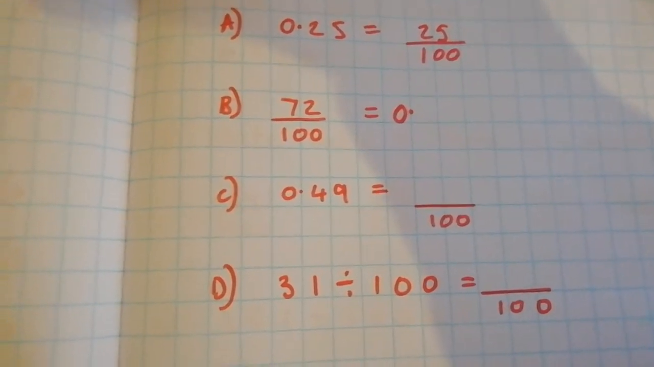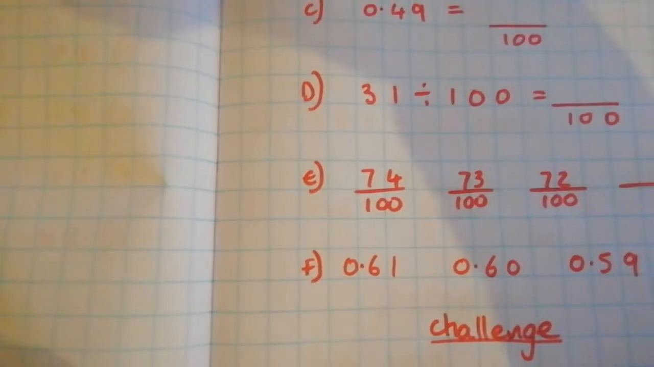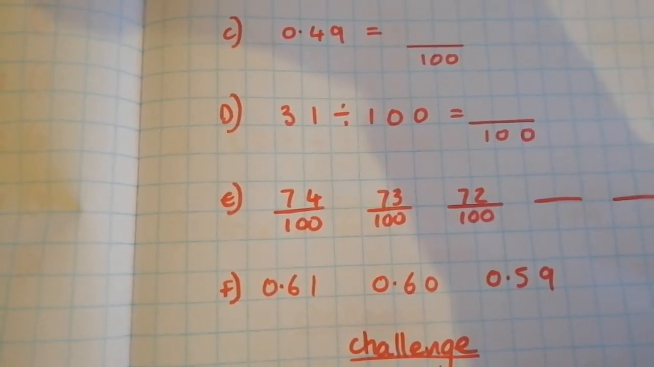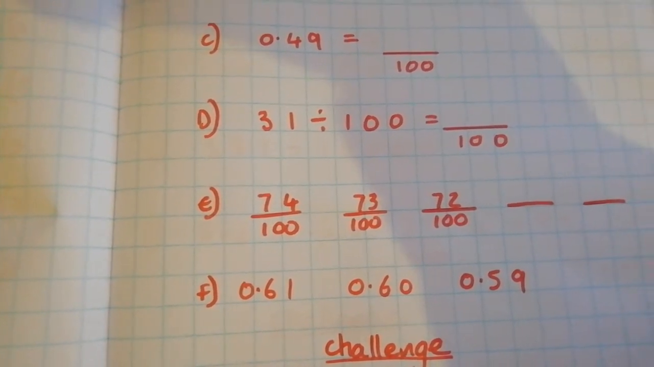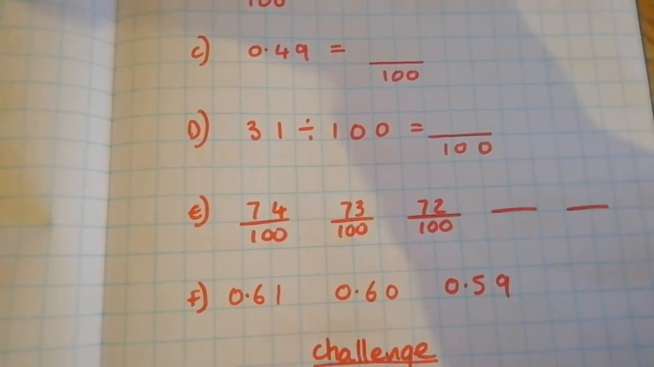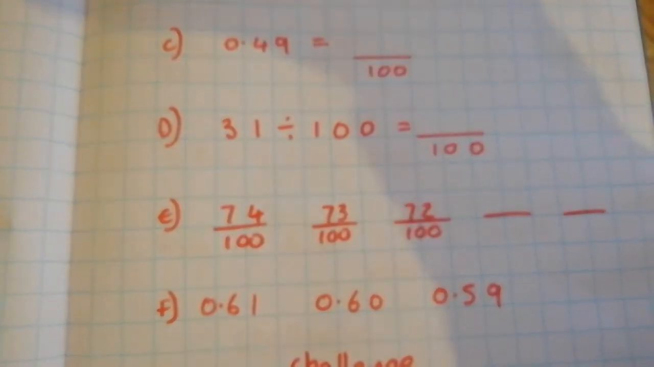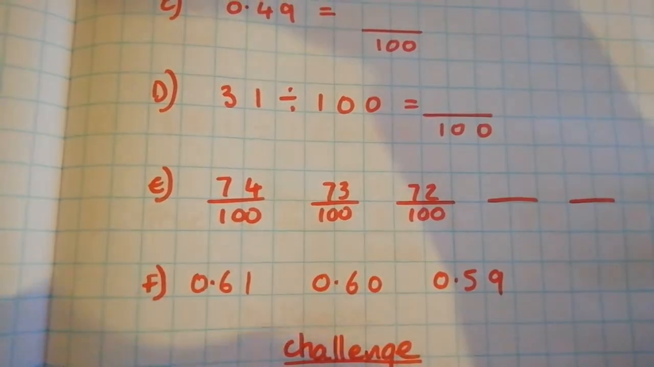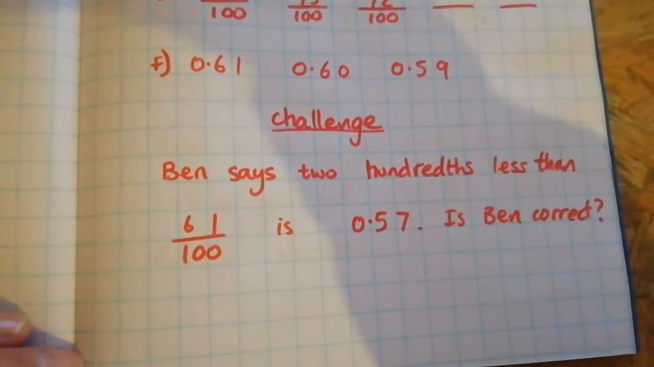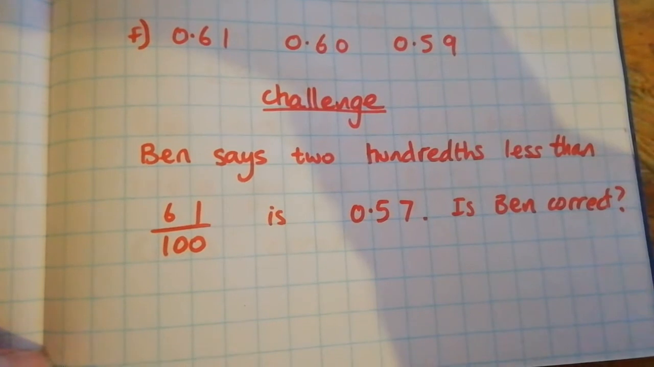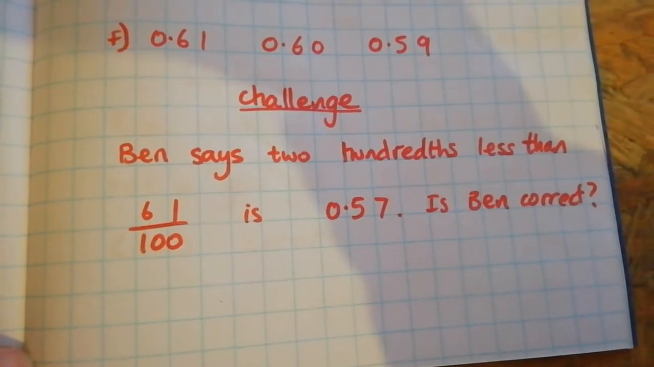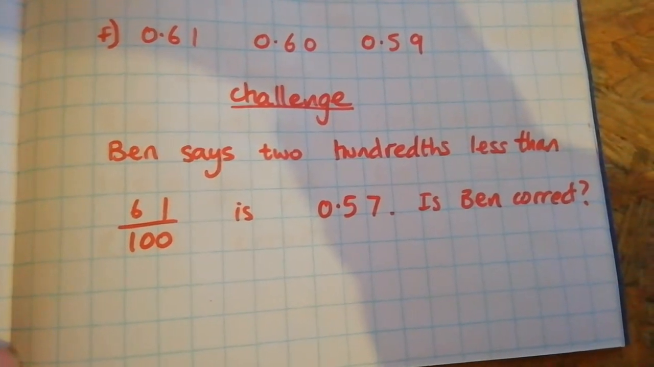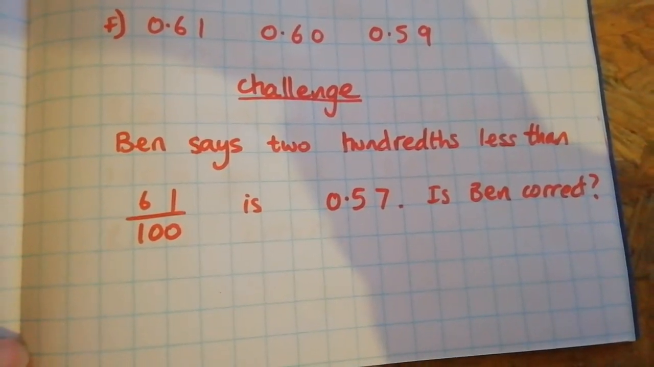Those are all the questions down to D. And now I'll show you all the ones down to F. Again, we're looking to see what you're going to write in for the next two terms on E and F. How's the sequence going to carry on? And your challenge today, Ben says 2 hundredths less than 61 hundredths is 0.57. Is Ben correct?